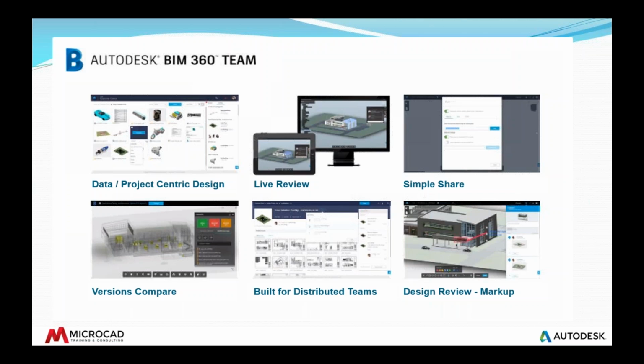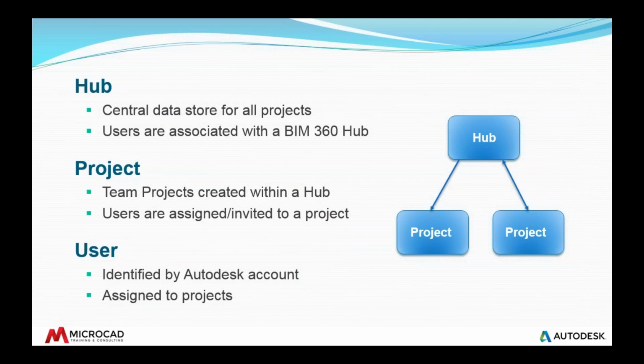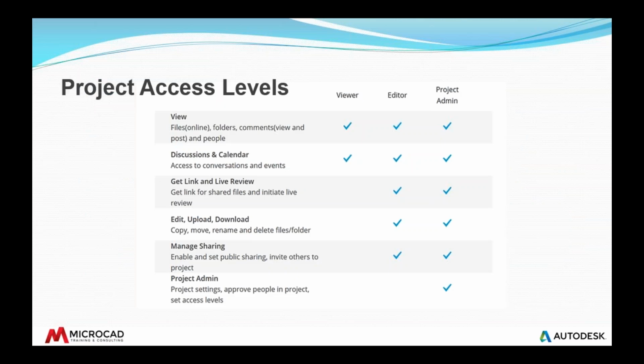BIM 360 team is built on a data foundation called Autodesk Forge, which is an open source software project available to any developer. Autodesk expects third-party software developers to build apps that use the Forge platform and the BIM 360 team interface. The term hub is used to denote all of the data that you upload to the BIM 360 team system. A single hub will host multiple projects. All user access to the BIM 360 team system is with your Autodesk login. If you do not yet have an Autodesk login, create it before using BIM 360 team.